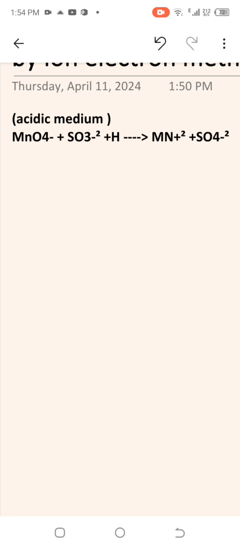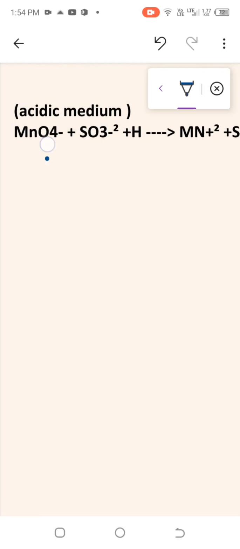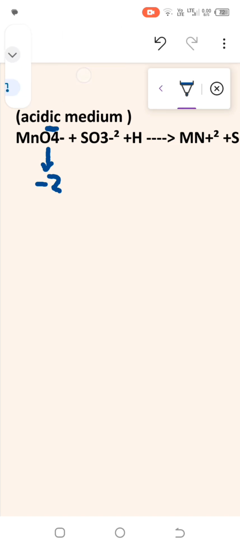First of all, our first step is to separate oxidation and reduction. We have to find out the oxidation and reduction first. We know that the oxidation number of oxygen is -2, so 4 into 2 is 8. Here oxygen has a negative sign, meaning oxygen will give to another compound. Oxygen has -8, so this means manganese has +7.